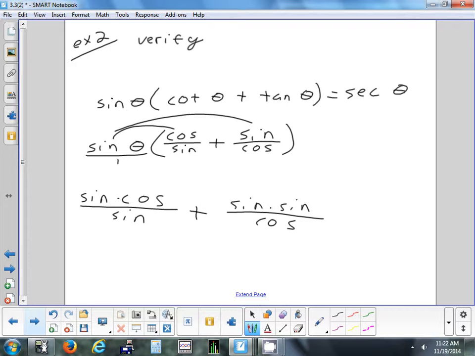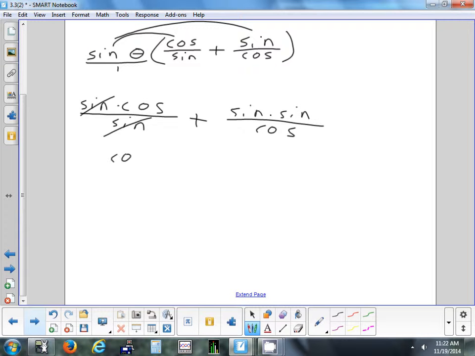What can I do now? Yep, the two that are on the right at the top? On the left, yeah. Common factor, top and bottom, multiplication, cancels out. Let's see what we're left with. Cosine plus sine times sine is sine squared.